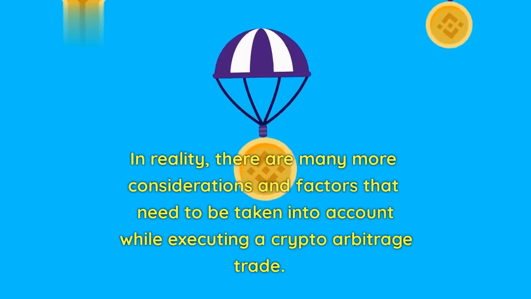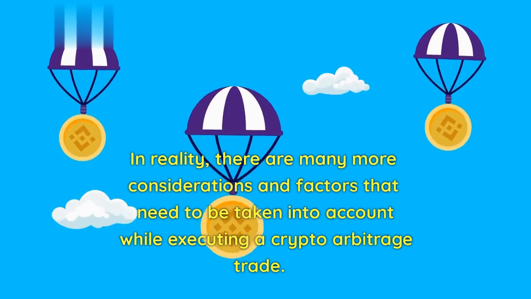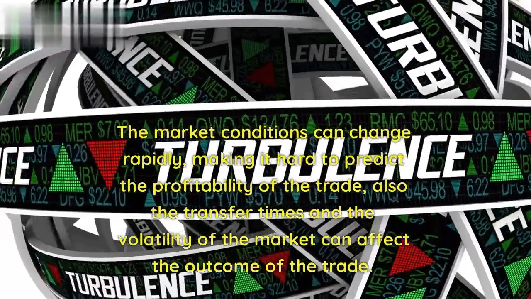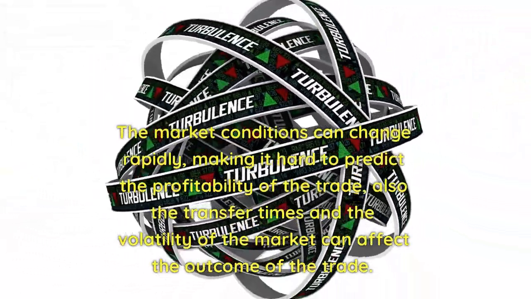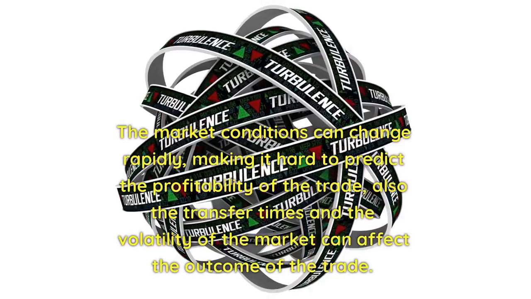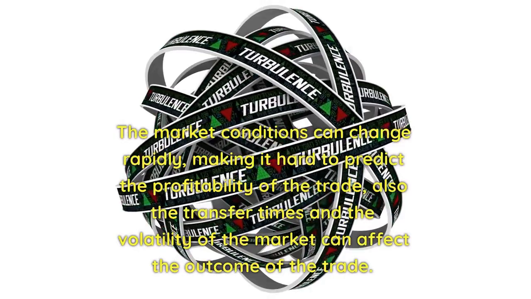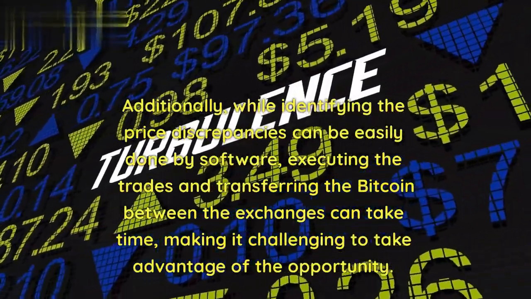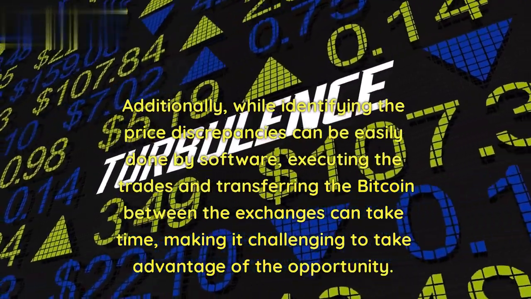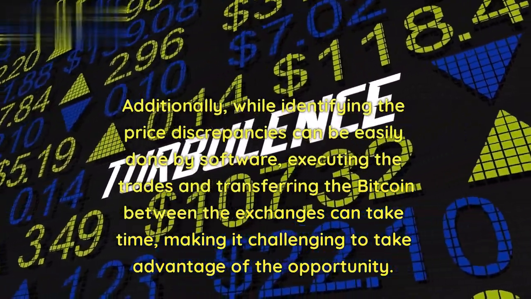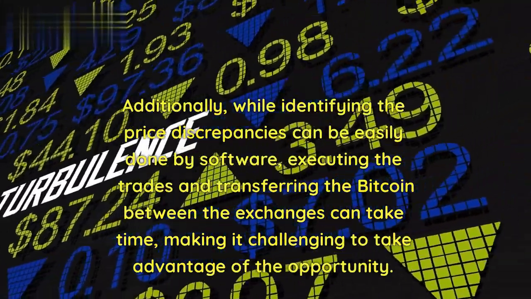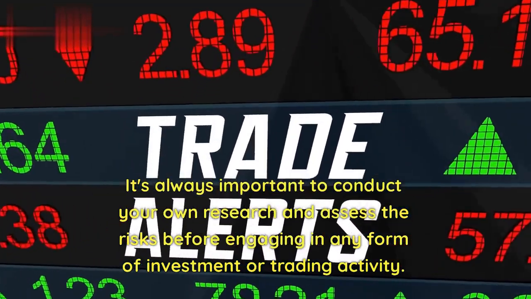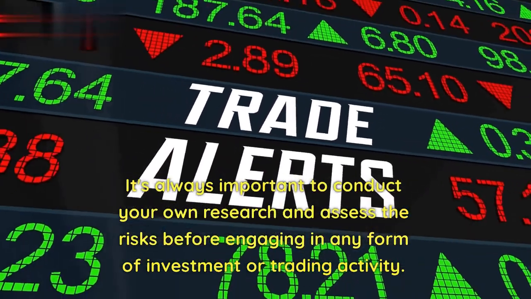In reality, there are many more considerations and factors that need to be taken into account while executing a crypto arbitrage trade. The market conditions can change rapidly, making it hard to predict the profitability of the trade. Also, the transfer times and the volatility of the market can affect the outcome of the trade. Additionally, while identifying the price discrepancies can be easily done by software, executing the trades and transferring the Bitcoin between the exchanges can take time, making it challenging to take advantage of the opportunity. It's always important to conduct your own research and assess the risks before engaging in any form of investment or trading activity.